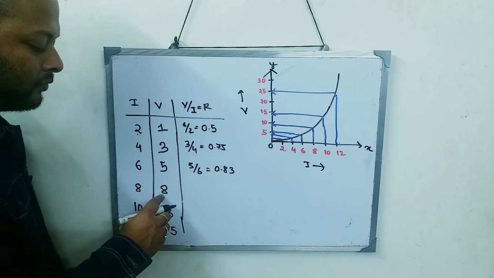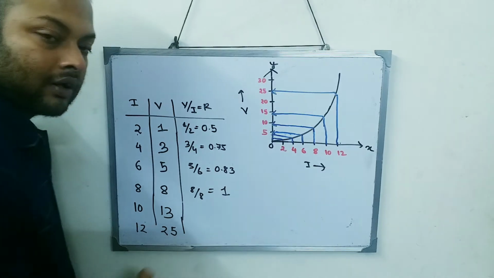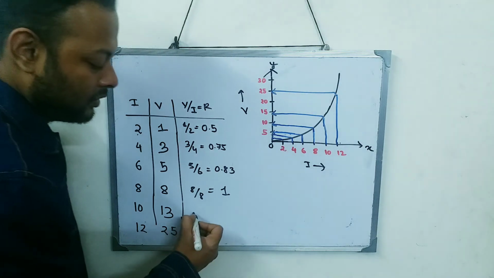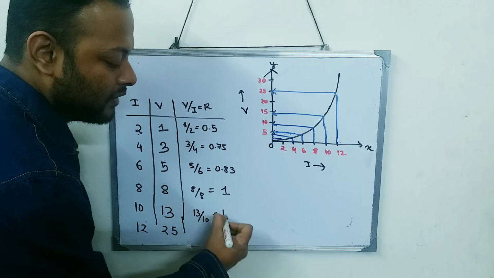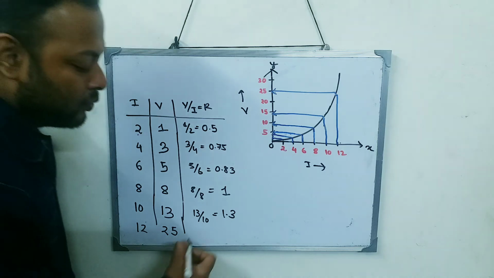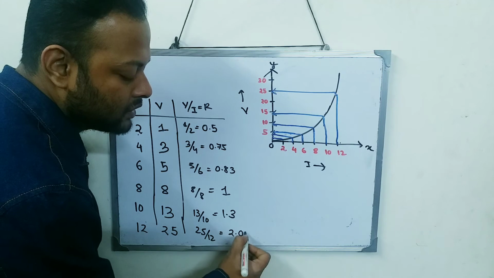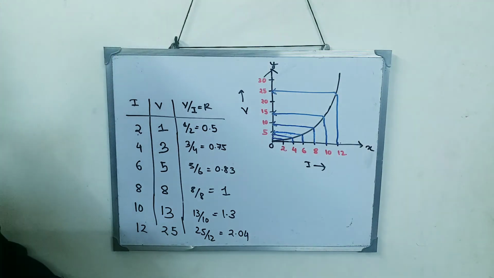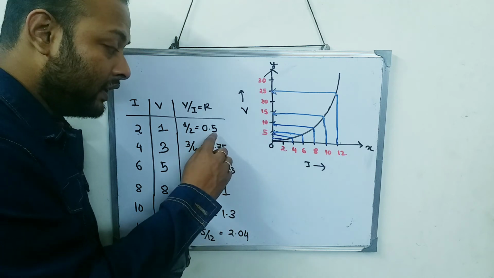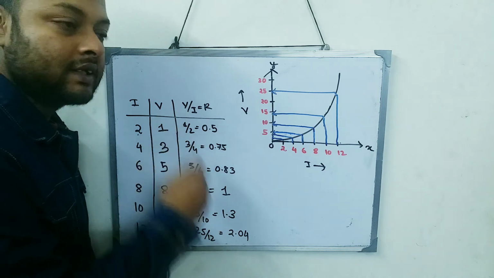Over here, V by I, 8 by 8, that gives you 1. Over here, V by I, 13 by 10, that gives you 1.3. And V by I, 25 by 12, that gives you a value of about 2.04. Now you can see the resistance is different. Every point has different resistance.